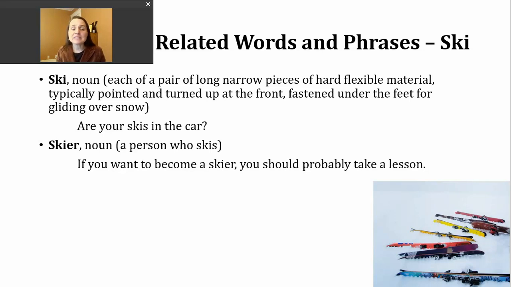The last word I'm going to leave you with today is skier. This is a person who skis, right? So an example sentence with this word is, if you want to become a skier, you should probably take a lesson. And I think that's fairly good advice, especially for adults.